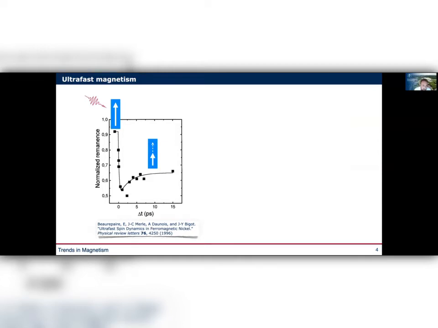This is what is plotted in this figure. So the remanence of the material, let's call it 100%. This is just deviation from the saturation, but let's say full remanence is quenched in less than a picosecond and it recovers. This was surprising at the time because it was not written in any textbooks of physics that this could happen. These things should happen at a much lower rate.